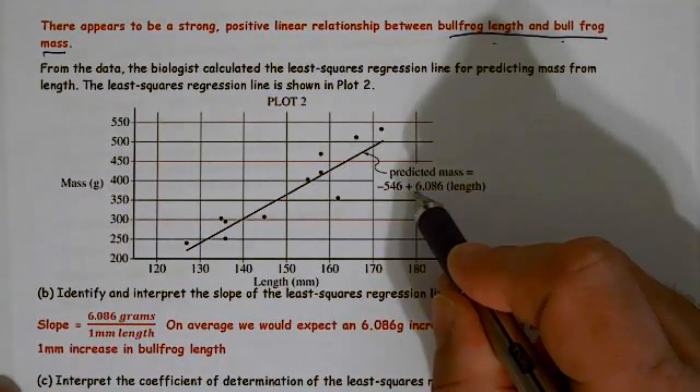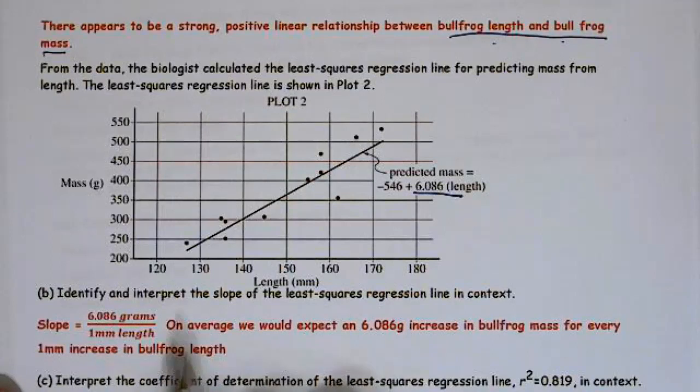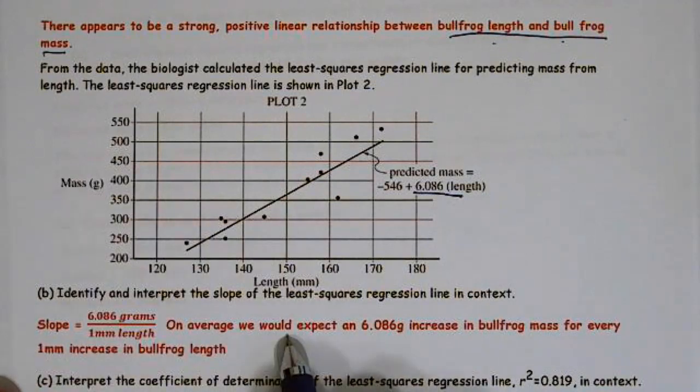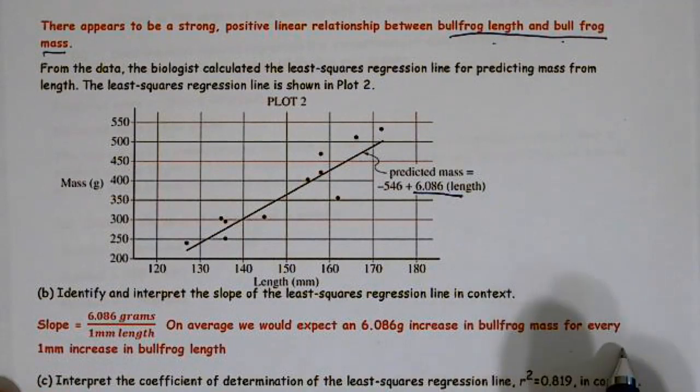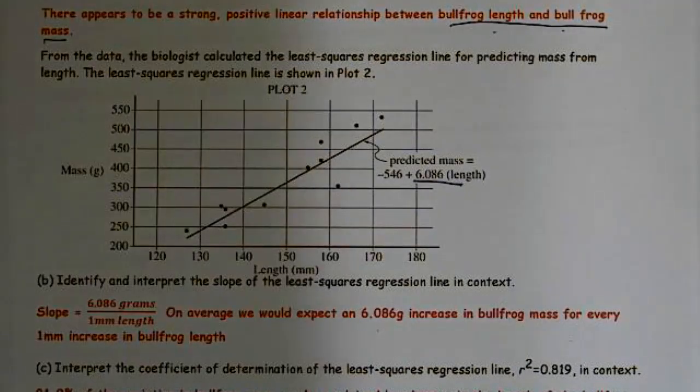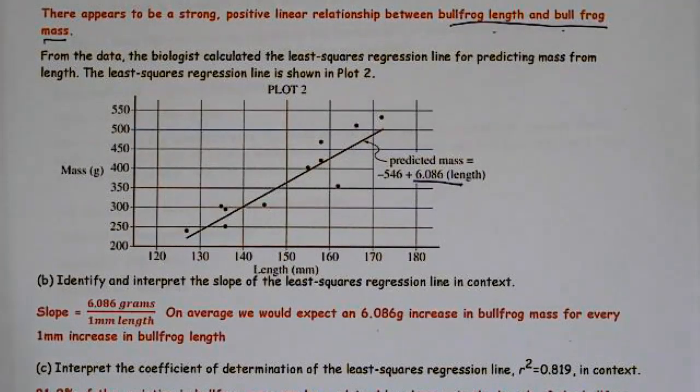Here's our slope, and I always put it over 1. So 6.086 grams over 1 millimeter length. Because length is my x, it goes in the denominator: length in millimeters, grams up top. So on average, we would expect a 6.086 increase in bullfrog mass for every 1 millimeter increase in bullfrog length. Or for every 1 millimeter in bullfrog length, we would expect a 6.086 gram increase in mass for the bullfrog.